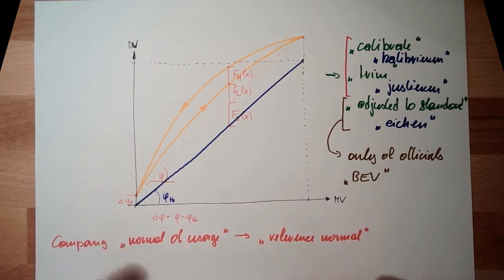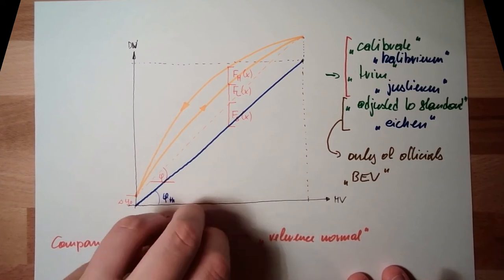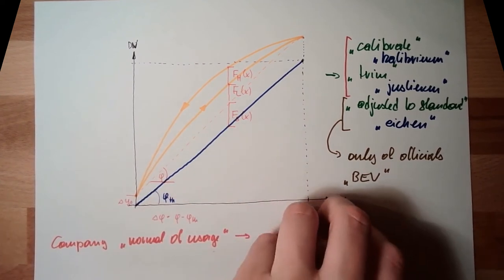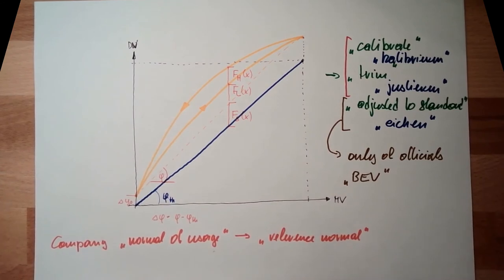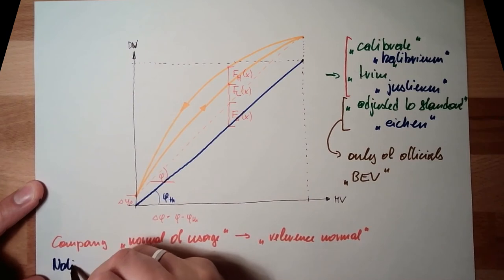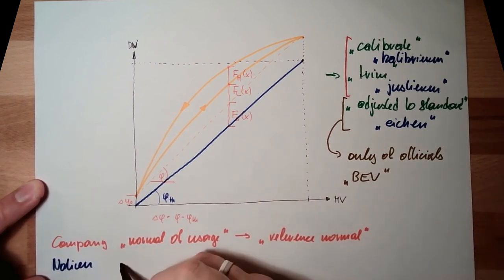The daily used measurement equipment is checked against the normal of usage. The normal of usage is checked periodically against the reference normal. And then there is the national normal. There's one or more if the nation is big enough.